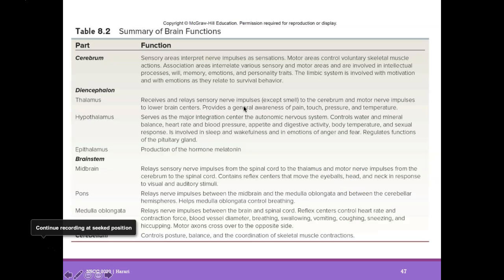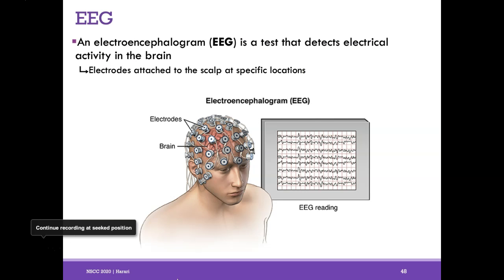So here is a summary of different brain structures and what they do. It might be a good starting point to make some flashcards. And I want to just talk quickly about EEG, an electroencephalogram. These are tests that detect electrical activity in the brain. So you can use these to study normal brain function, such as sleep and consciousness, but it can also help diagnose degenerative brain disease or a brain tumor or some kind of brain trauma.